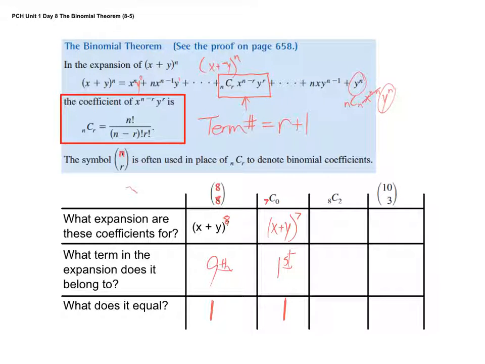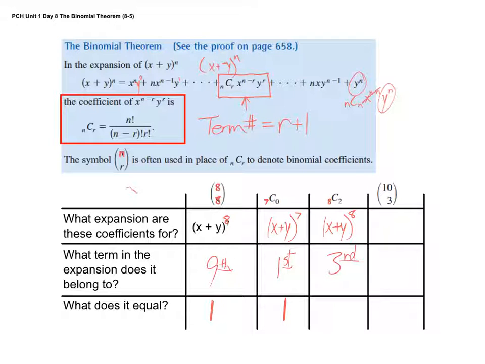If we have 8 choose 2, that's going to be a coefficient for x plus y to what power? The 8th. Put the cell phones away. It's x plus y to the 8th power. Again, n is this number here. What term does this go to? The third. Good. R is 2, so this is the third term.